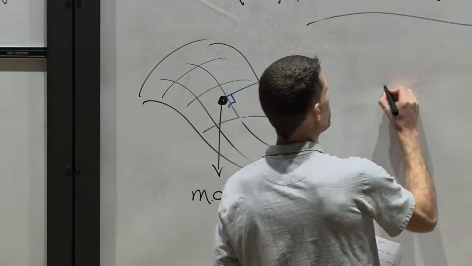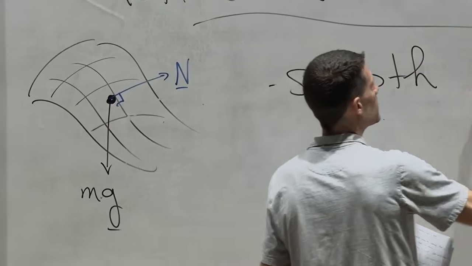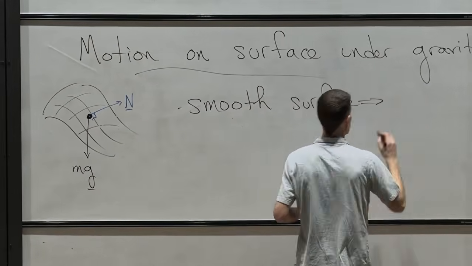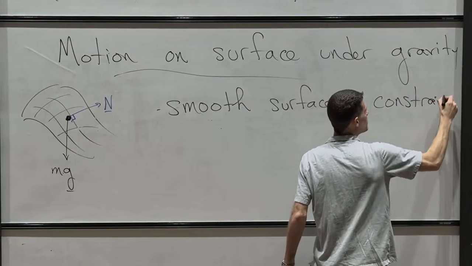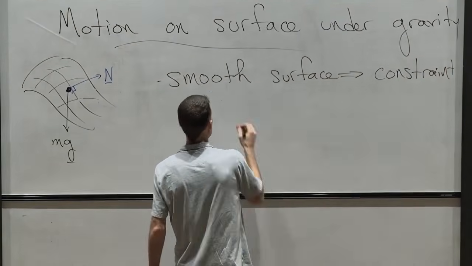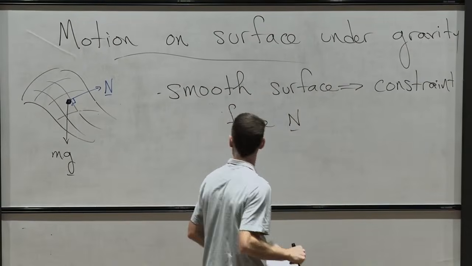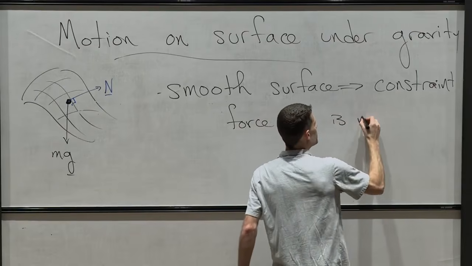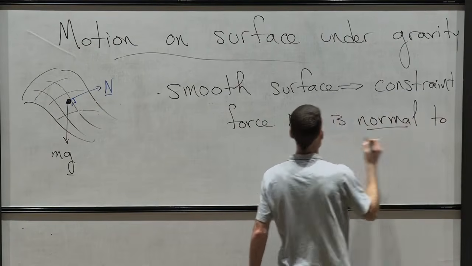There's no loss of energy, no friction. So actually, let's just write it here. A smooth surface implies that the constraint force N is normal to the surface.